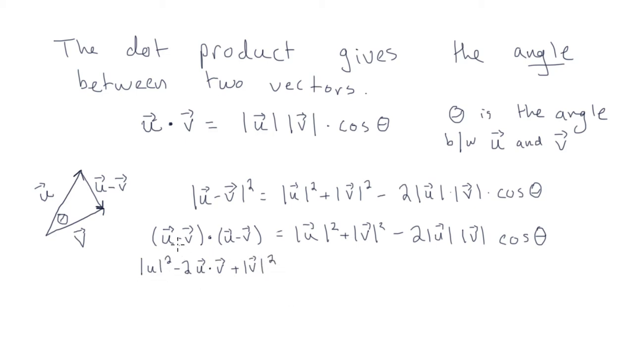So it's just FOILed out like this. It's going to be u dot u, which is going to be length of u squared, then minus u dot v, and then minus v dot u, but because that's commutative, that's just minus twice u dot v, and then plus v dot v, which is the length of v squared. And then write all this down one more time. At this point, you can probably see what's going to happen. Lots of stuff is going to cancel.